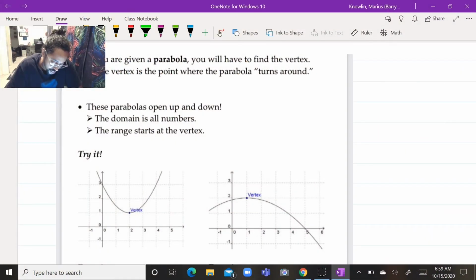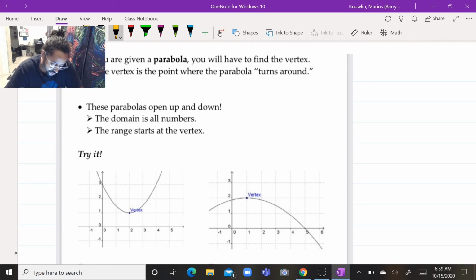If you are given a parabola, you will have to find the vertex. The vertex is the point where the parabola turns around, or what I like to say, the elbow of the parabola. Parabolas open up and down.